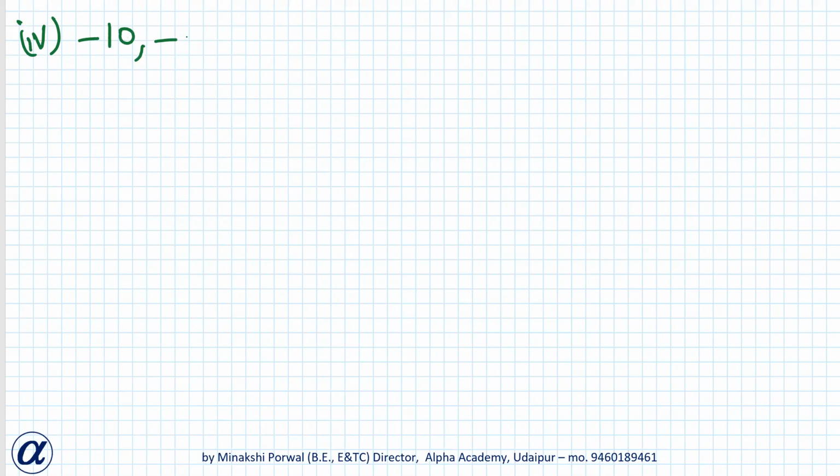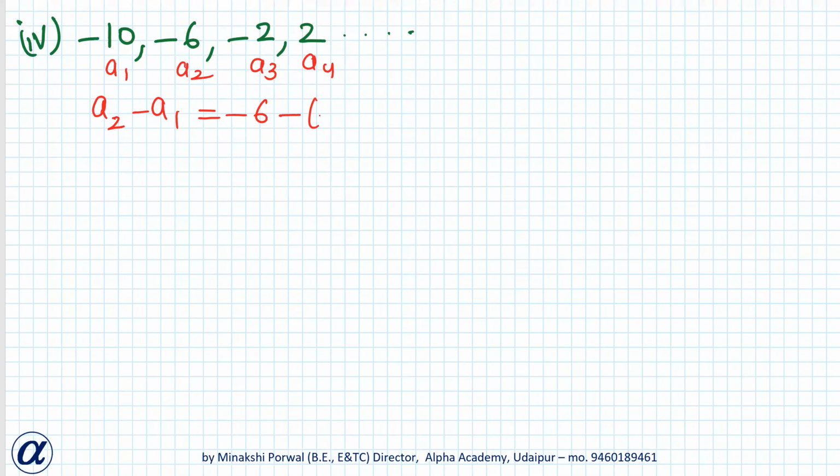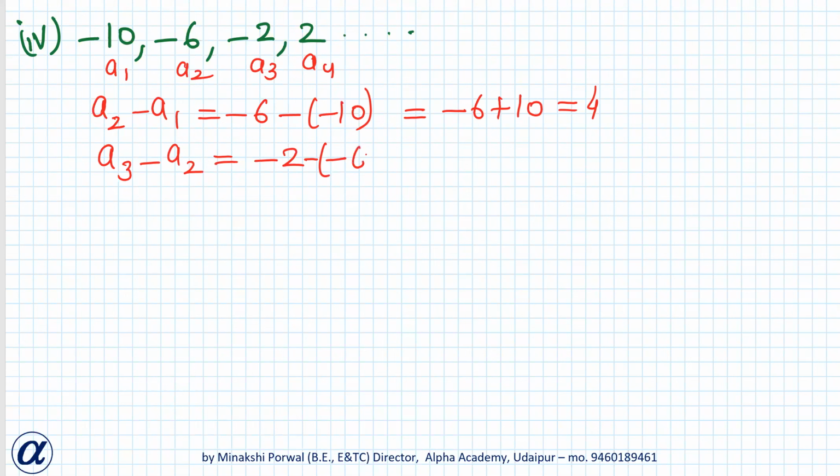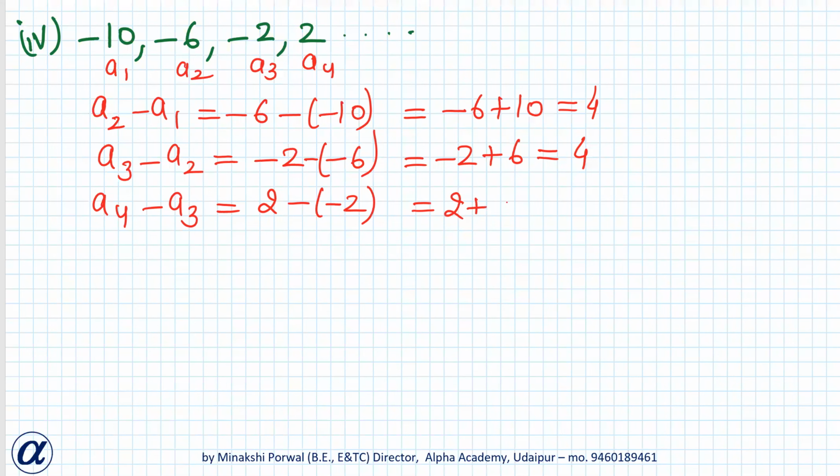Okay, minus 10, minus 6, minus 2, 2, dot dot. This is A1, A2, A3, A4. A2 minus A1, that is minus 6 minus of minus 10, that is equal to minus 6 plus 10, that is equal to 4. A3 minus A2, that is equal to minus 2 minus of minus 6, that is equal to minus 2 plus 6, that is equal to 4. A4 minus A3, that is 2 minus of minus 2, that is again 2 plus 2, that is 4. So yes, it is an AP.